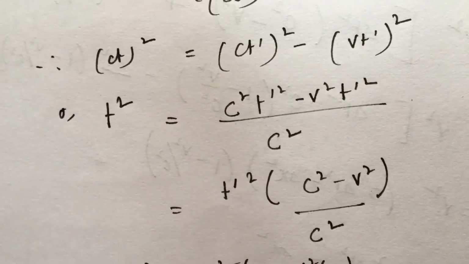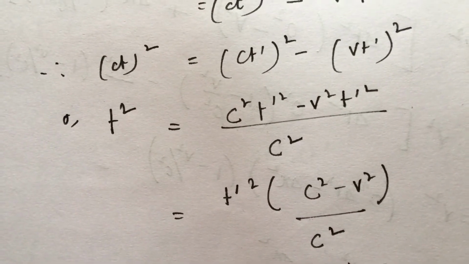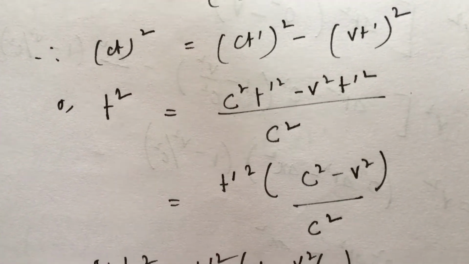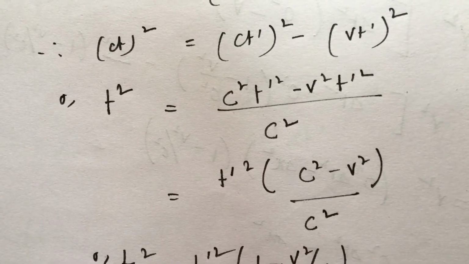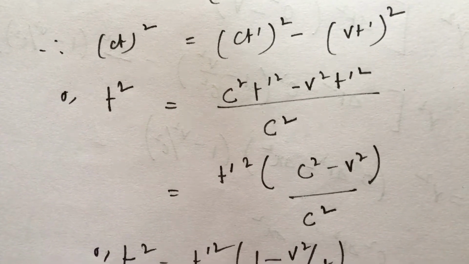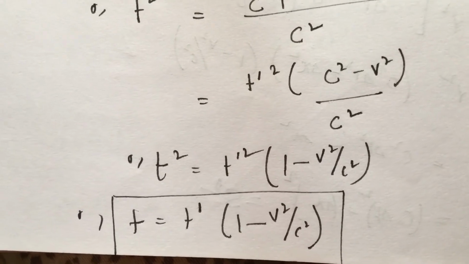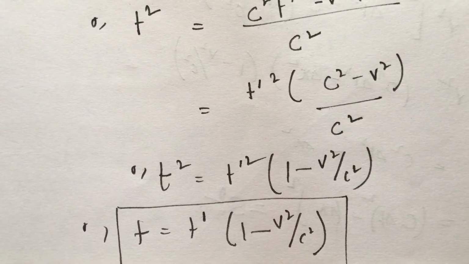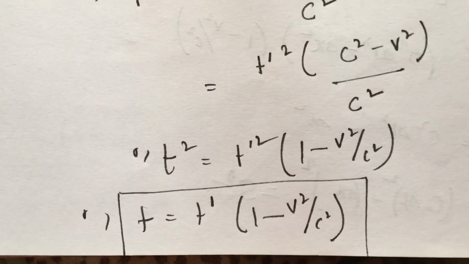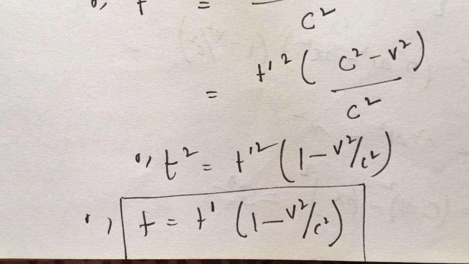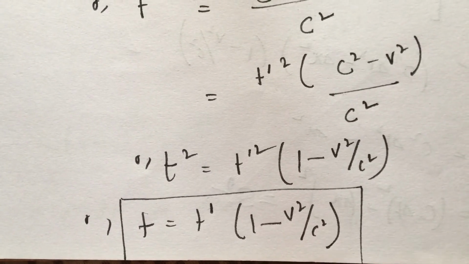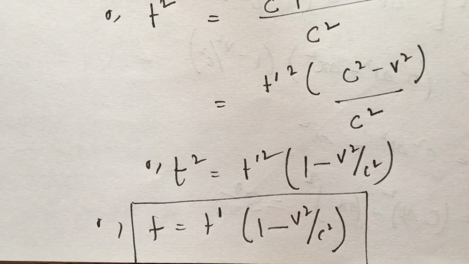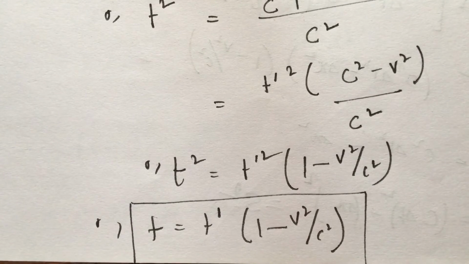From this, I can readily calculate the value of t. Now I am dividing both sides by c square, and I am getting t square equal to t prime square into 1 minus v square by c square. So t is equal to t prime into the square root of 1 minus v square by c square. And this is the relationship we have already calculated in our special theory of relativity.